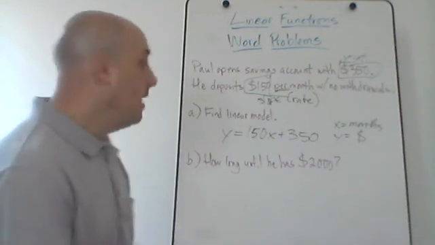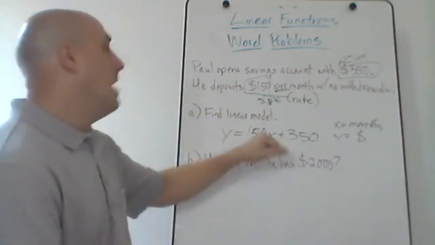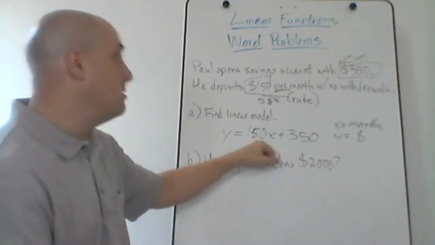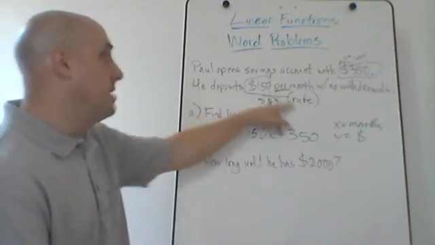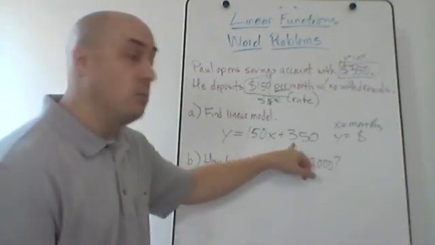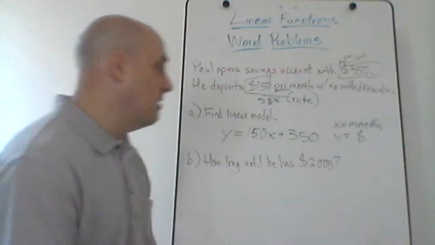And again, to decide which number is which: the slope, the number that's attached to the x, is your rate of change. In this case, the dollars are changing per month. There's my rate of change. The y-intercept is your initial amount, what you start with. He's starting his account with $350. That's my y-intercept.